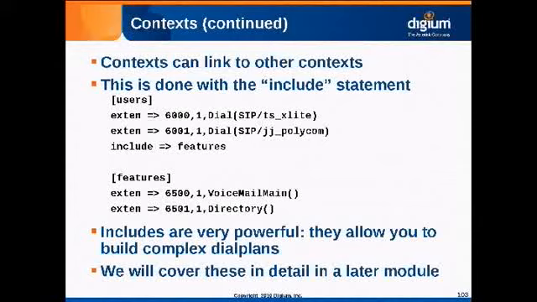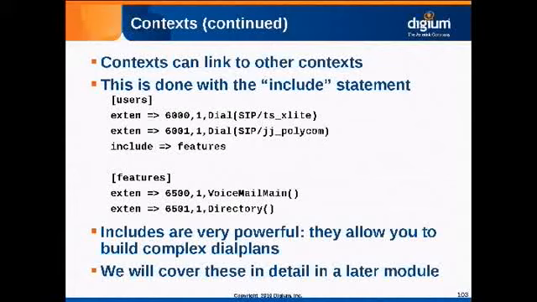And when it doesn't find what it's looking for there, then it will follow that include statement and go look in the features context. If it finds that extension 6500 in the features context, it will treat it as if it had been in the users context. So that include is saying, pretend that the stuff in features is really here in users. Does that make sense? We'll show how you may use that a little bit later. But I want to at least introduce you to the syntax before we go on.